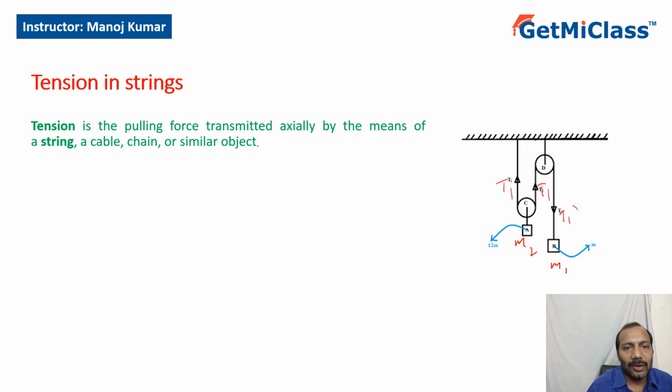Now on this part, what is the weight that is acting downwards? I can say M1G is acting downwards and T1 is acting upwards. So I can say T1 equal to M1G.